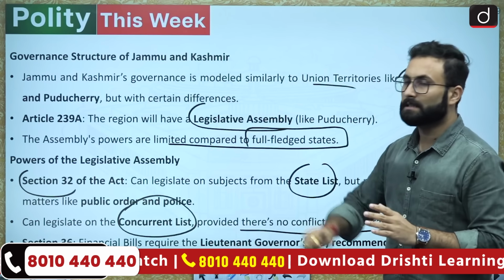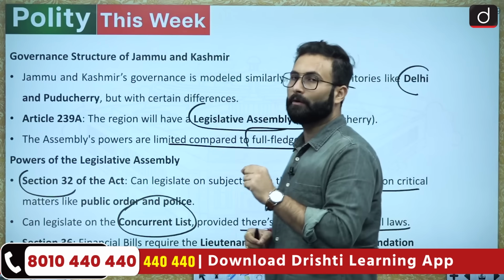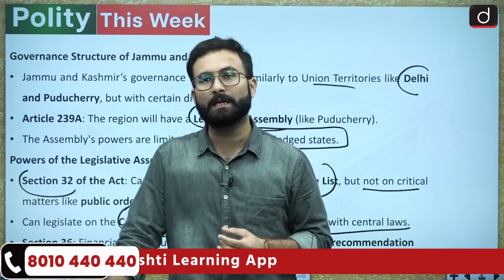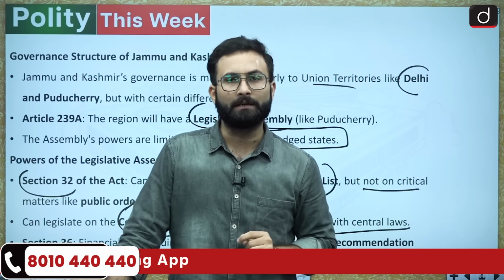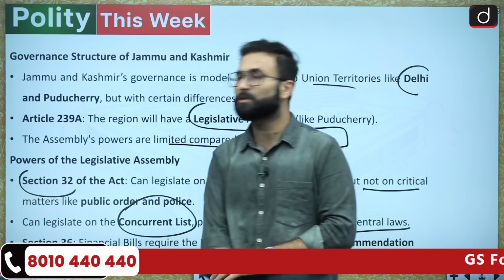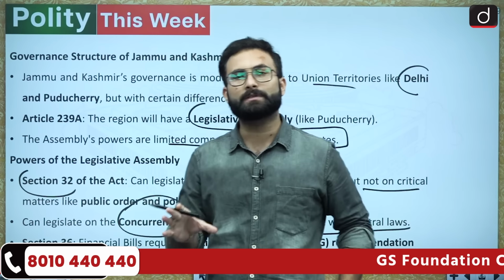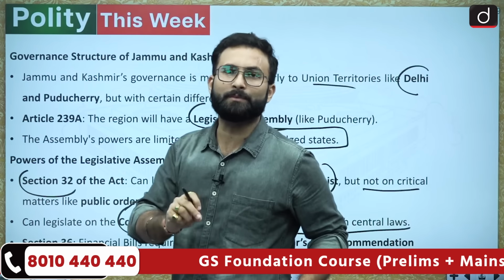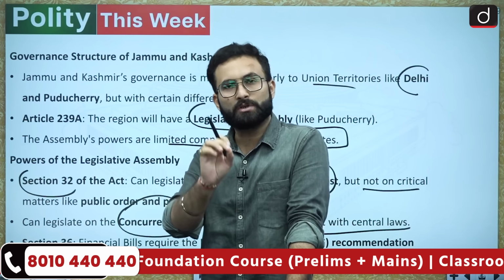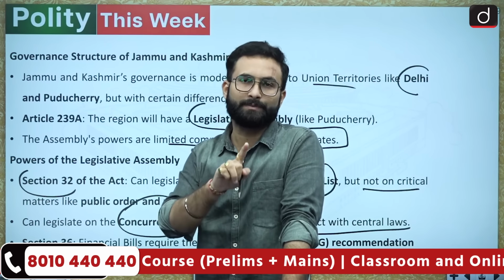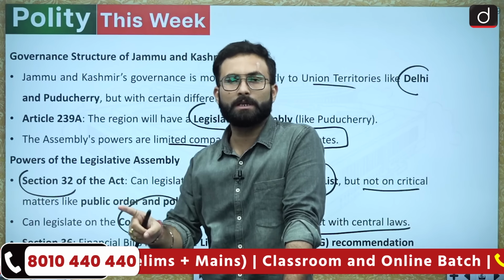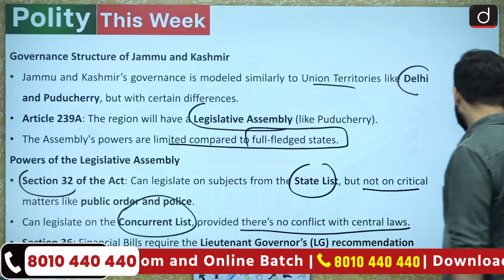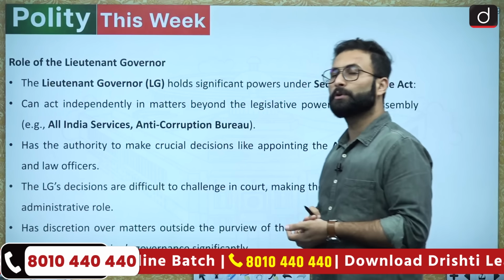Other than that, there is Section 36, which gives power to the lieutenant governor: for any financial bill to be presented in the legislative assembly, a prior recommendation is needed from the lieutenant governor. So this is the structure of governance. These are the powers given to the union territory's assembly. Pardon my use of the word state, because assemblies are mostly present in states. There are only three exceptions among the union territories: Delhi, Puducherry, and Jammu and Kashmir. Anyways, moving further, now we will be talking about the role of the lieutenant governor.